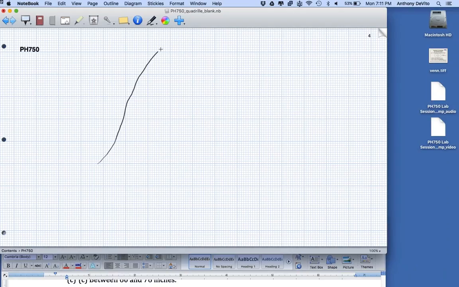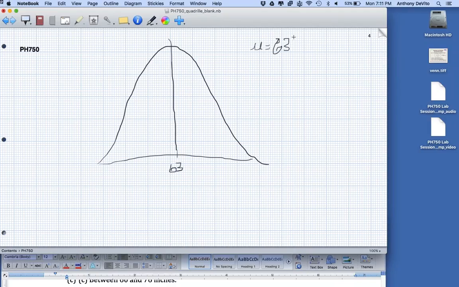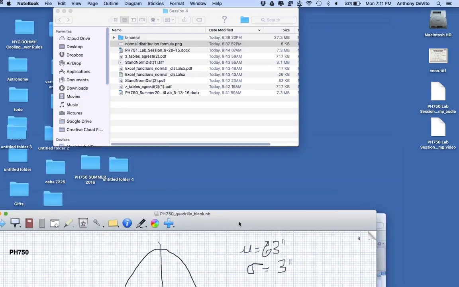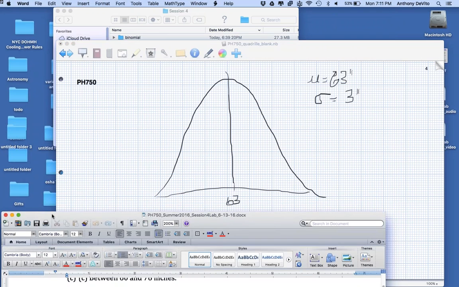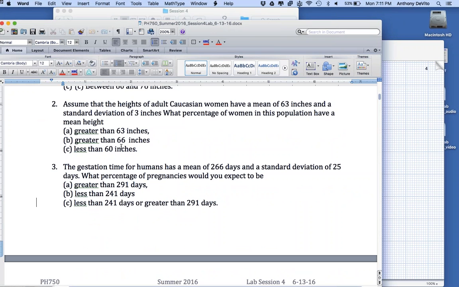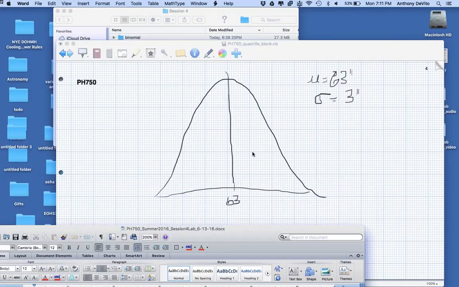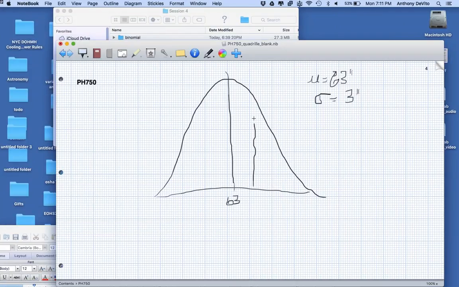Okay, let me draw a new normal distribution. Notice the shape is the same, but the dimensions are different. Now the mean is 63 inches, right? Mean equals 63 inches. And the standard deviation, sigma, again, population, is equal to, what was it, 3 inches? And so what did I ask about? I asked about the probability that we would randomly select someone, or the percentage of the population that's greater than 66 inches. Okay, so here's 66 inches.